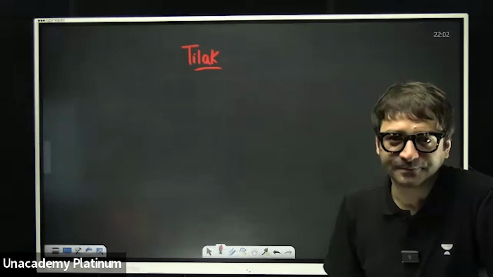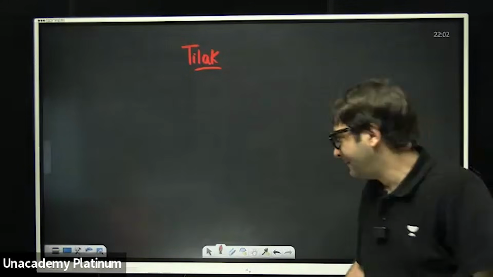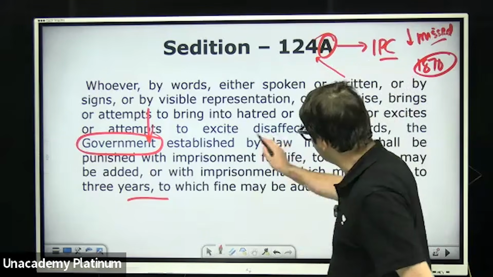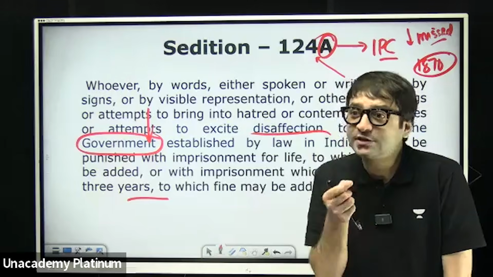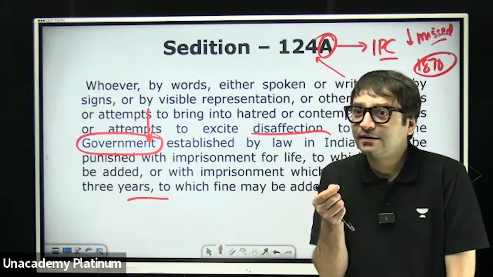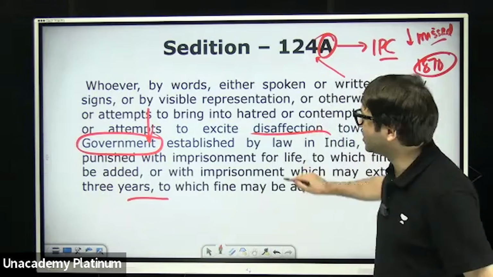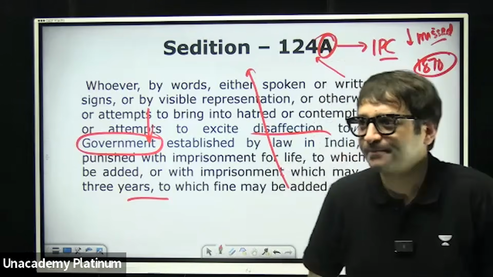Tilak was asked, what is this? He said, I don't promote disaffection against the government. Judge said, yes, you're right. You may not be promoting disaffection against the government, but in your eyes, we don't see affection either. It is this absence of affection in your eyes which is seditious. Send him to imprisonment for 6 years.